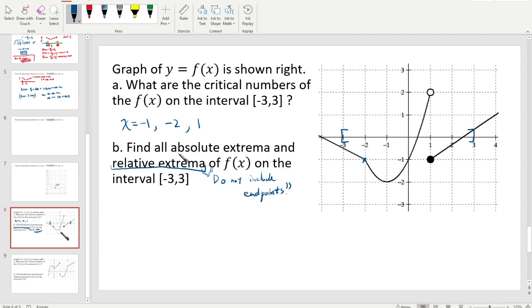Okay. Now, for the absolute extrema, it's just simply the highest point and the lowest point on the graph, and it may or may not be an endpoint. If you have an endpoint which is the highest point, then that's an absolute maximum. Okay, so you could have endpoints for these. Okay, so here this could be an endpoint.